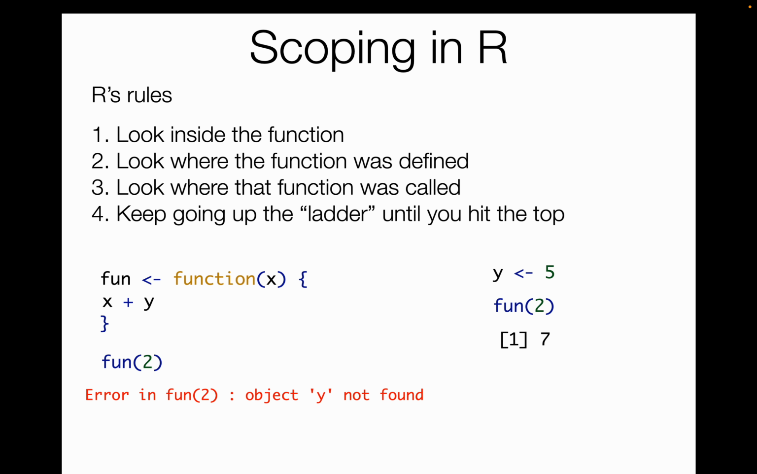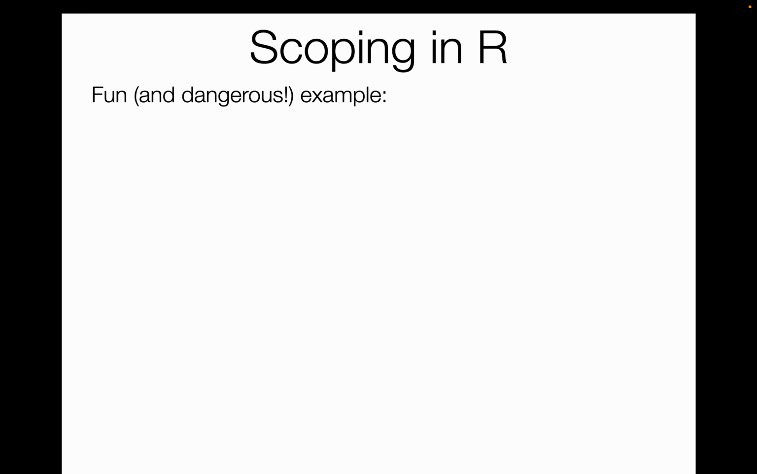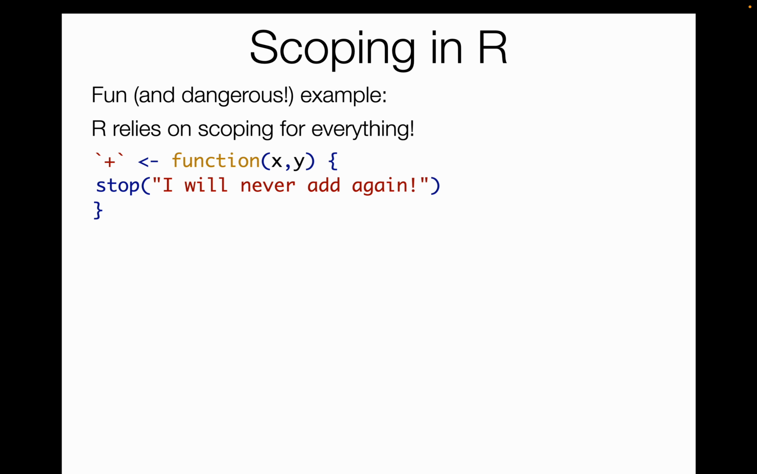First, it looked inside of that function, and it couldn't find y. Then it looked where the function was defined, which is in the global environment, and that's the same place that I defined y. Okay, now, I have an example here that I think is fun, hopefully fun, though a little bit dangerous. R relies on scoping for everything. That means even the plus sign can be scoped and redefined. So here I redefine plus.